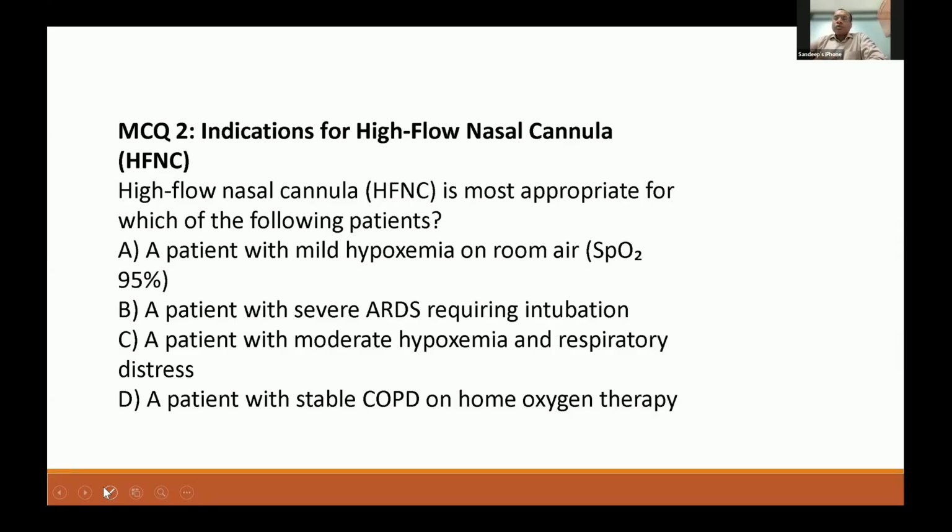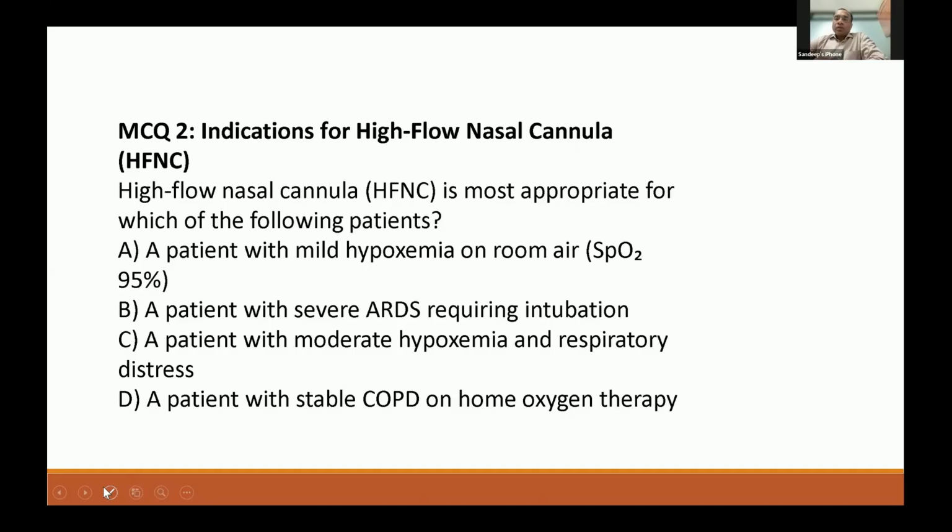Option B is severe ARDS. So HFNC use in ARDS is gaining traction. So many patients of ARDS or type 1 respiratory failure are being put on HFNC, but not in severe ARDS where the intubation is indicated. So in those patients, we should go for intubation and not for HFNC, right?